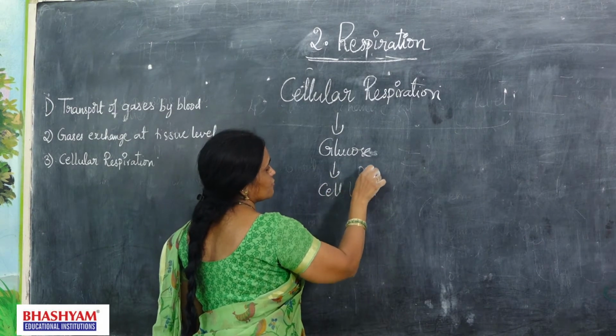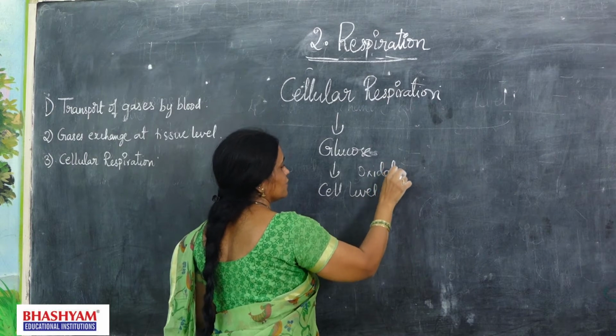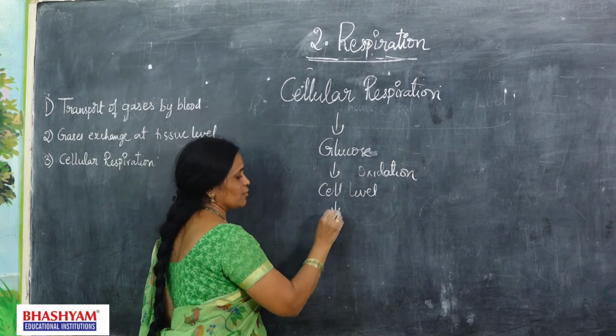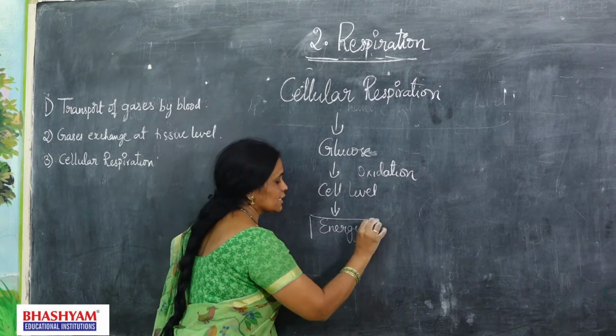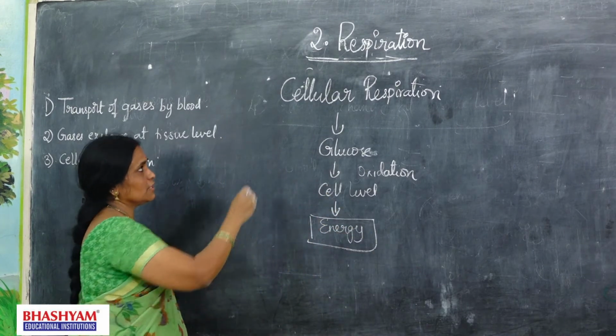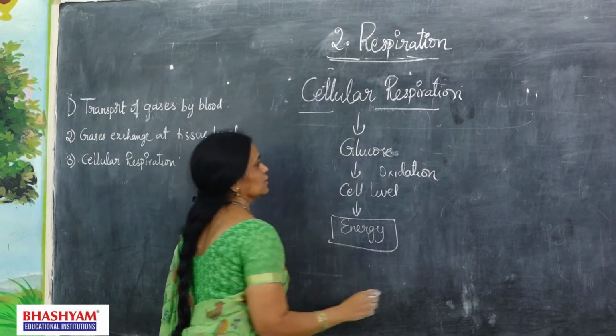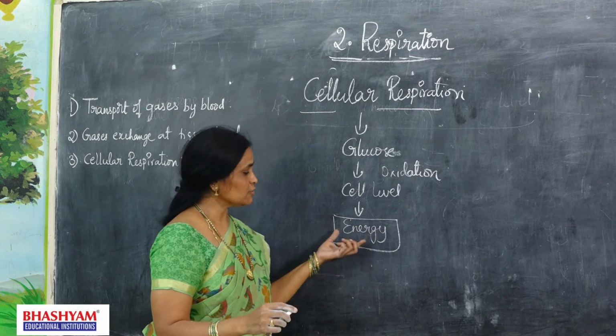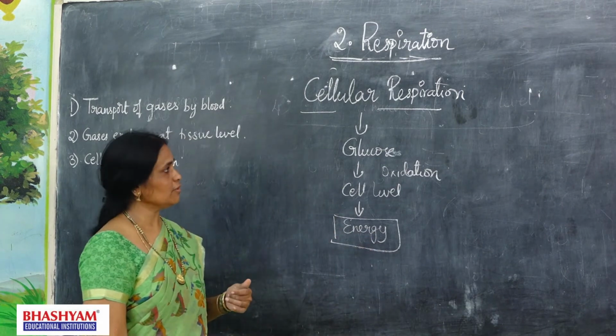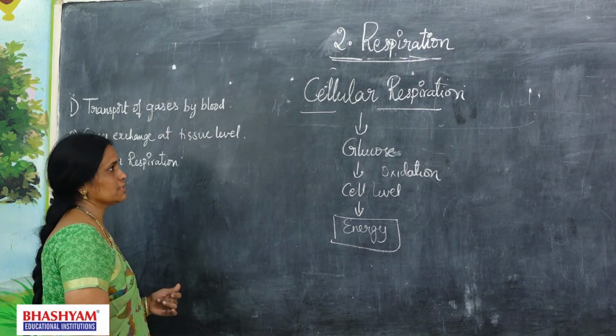Here, oxidation of glucose takes place at cell level, which results in formation of energy. This energy releasing process at cell level is called cellular respiration. Cellular respiration results in formation of energy, and by using this energy, we are able to perform various metabolic activities.